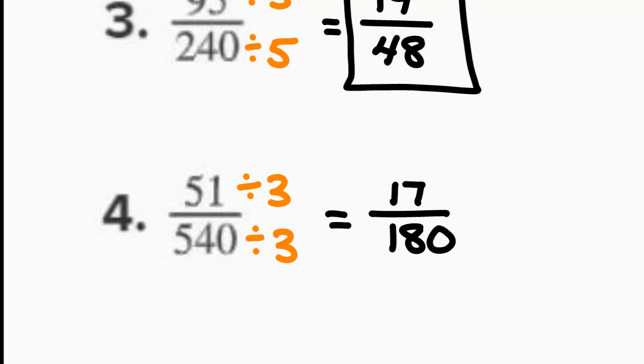So I would need something that goes into both 17 and 180. What numbers go into 17? 17 and 1, and that's it. 17 is a prime number, so it's only 1 and itself. Does 17 go into 180? No. So 17 over 180 is simplest form.